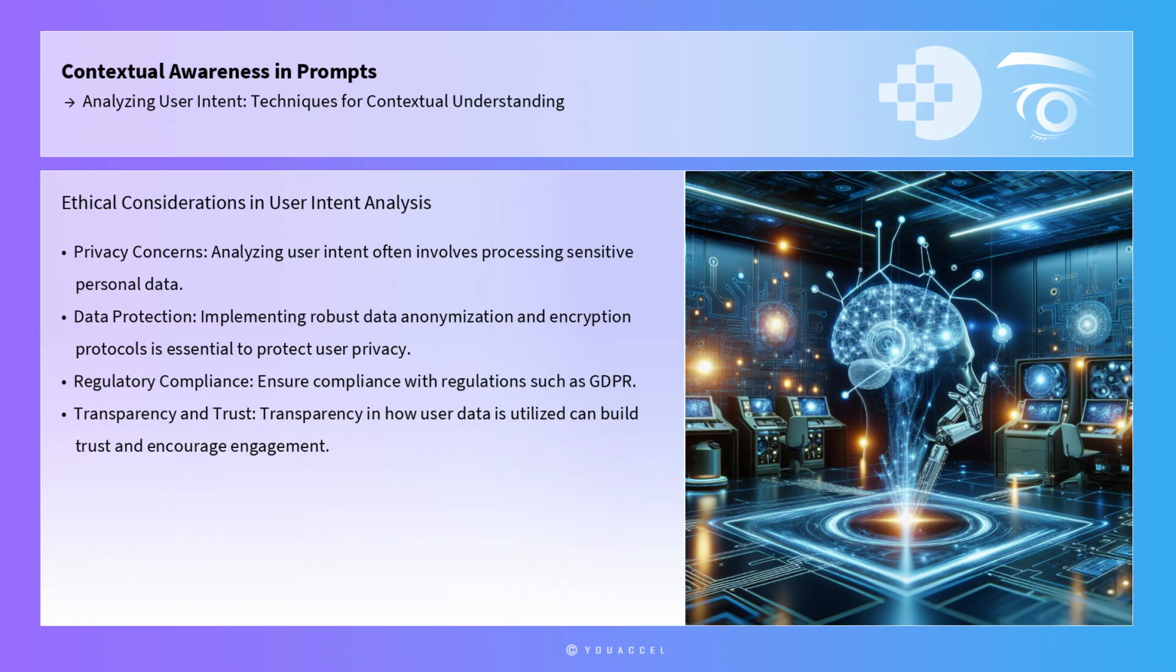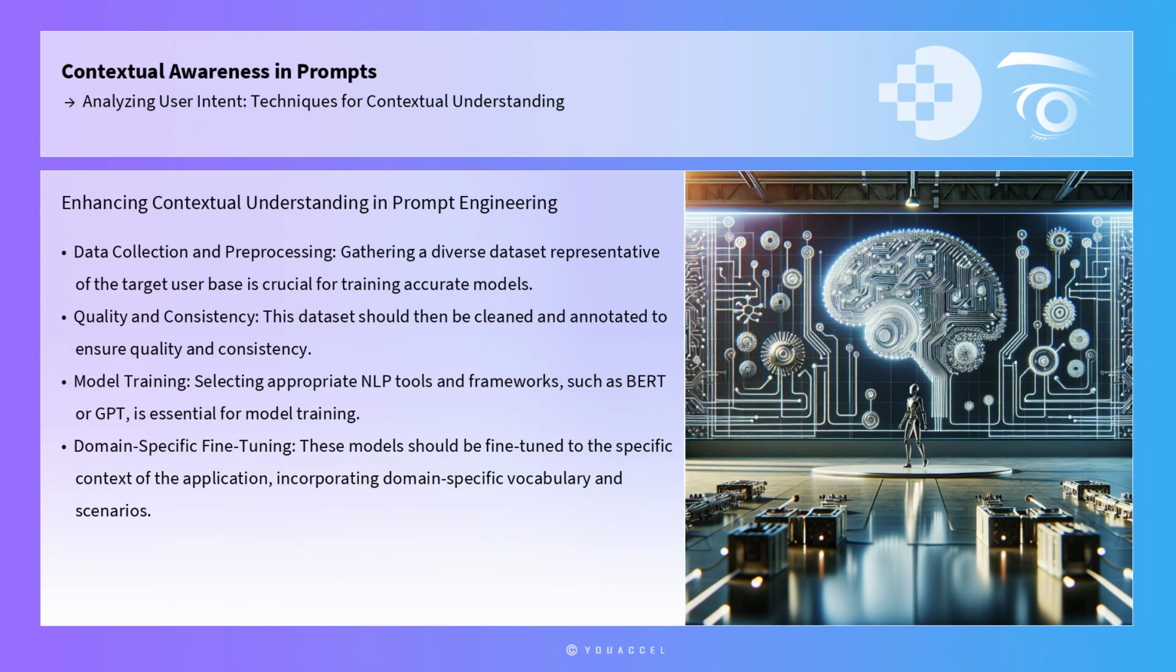A step-by-step approach to enhancing contextual understanding in prompt engineering begins with data collection and pre-processing. Gathering a diverse dataset representative of the target user base is crucial for training accurate models. This dataset should then be cleaned and annotated to ensure quality and consistency. Following this, selecting appropriate NLP tools and frameworks, such as BERT or GPT, is essential for model training. These models should be fine-tuned to the specific context of the application, incorporating domain-specific vocabulary and scenarios.